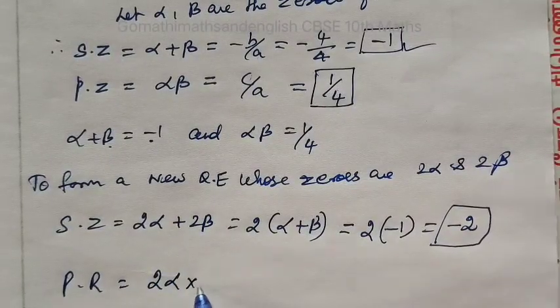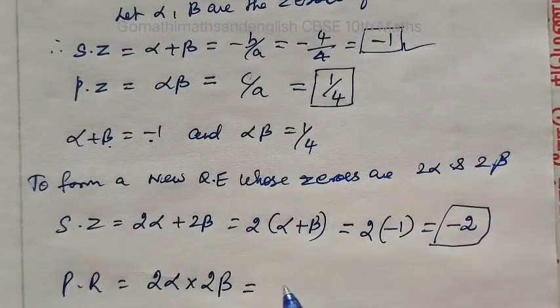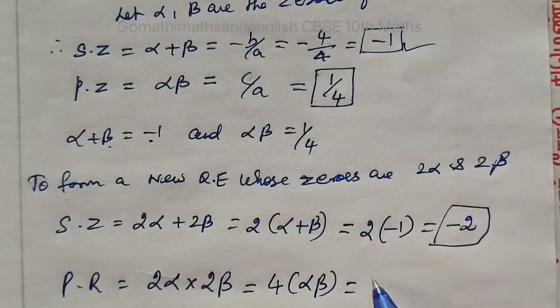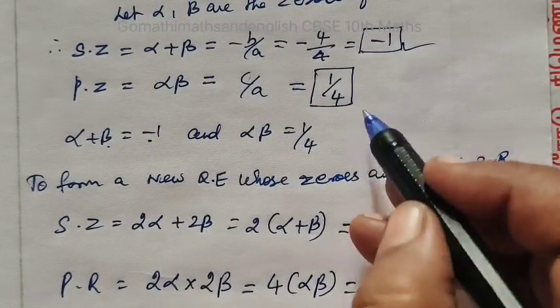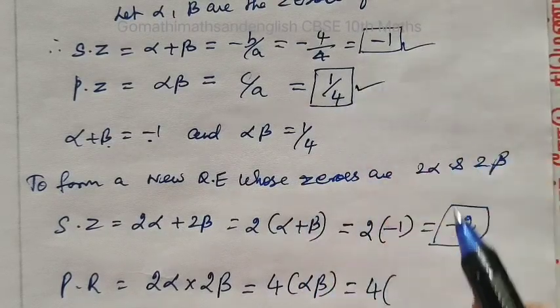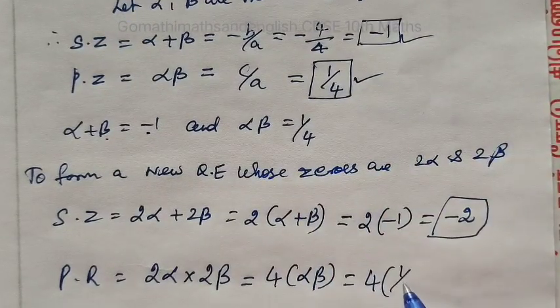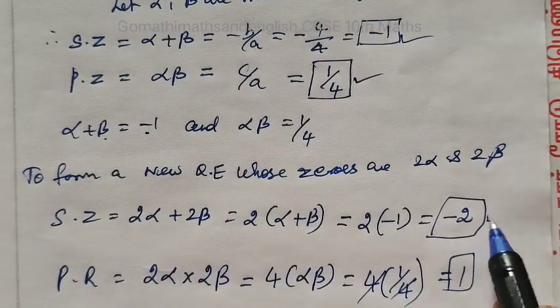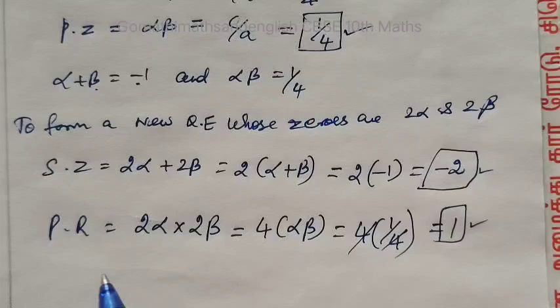So 2 alpha into 2 beta. 2 2s are 4 alpha beta. So 4 alpha beta, alpha beta is c by a. So 1 by 4. So this 4 cancels, it is 1. So we have found sum of zeros and product of zeros.